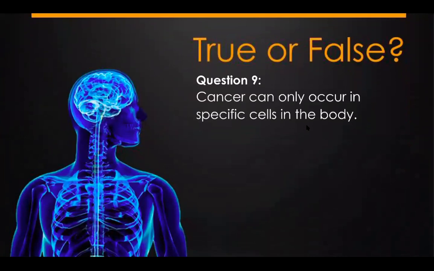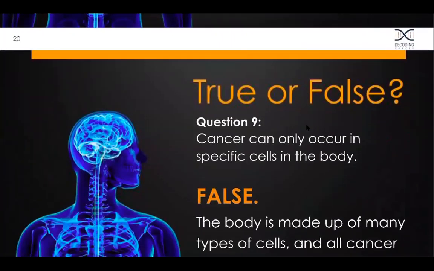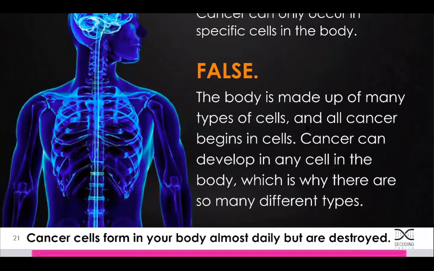Okay, second to last one, cancer can only occur in specific cells in the body. A little torn here. 71% of you said this was false, and that is the case, right? This is one reason why there is no cure for cancer, because it's a failure in a control mechanism that is in every single cell in our bodies. Cancer can develop anywhere, anytime. It's very hard to manage, and if it spreads in particular and gets into your body, then it gets out of control. So it can develop in any cell.